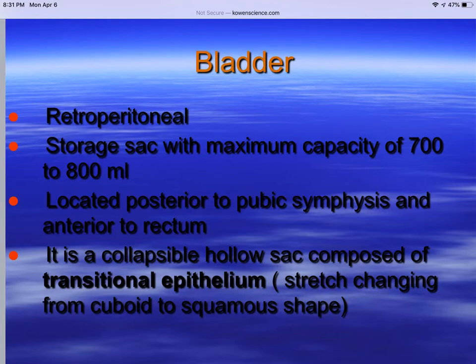So that means it has a new type of tissue it's composed of, and that's called transitional epithelium. The transitional epithelium allows the bladder to expand and then to contract. So it's made up of a combination of squamous type cells and cuboidal type cells. So we call that transitional epithelium.